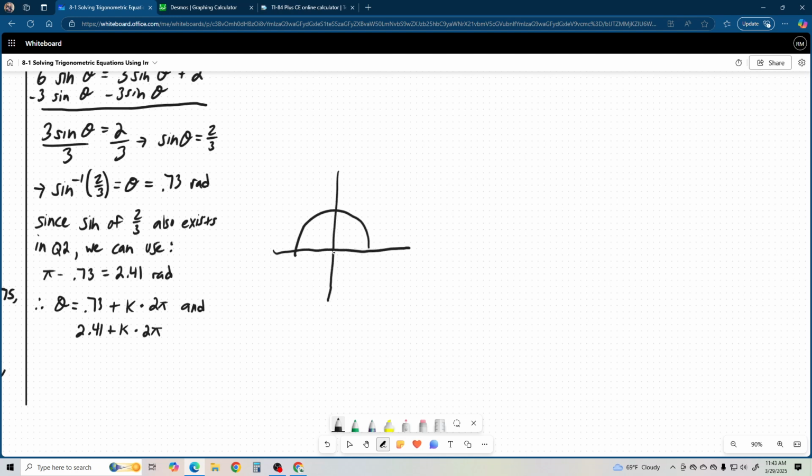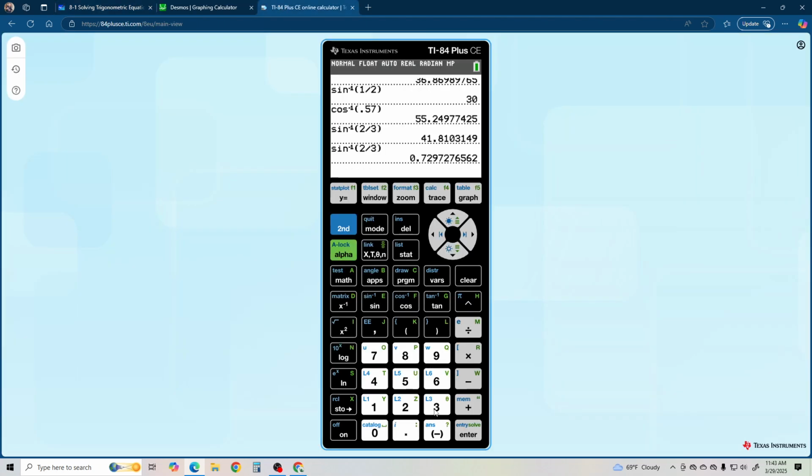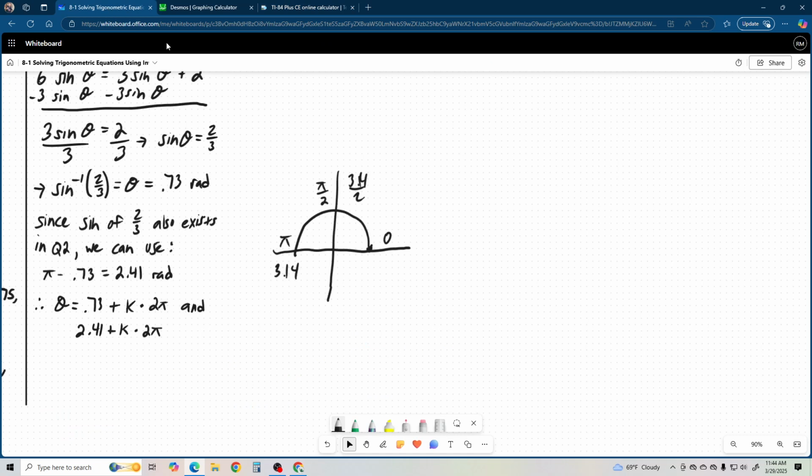But if we think of just the top quadrant, right? This is 0, this is pi over 2, and this is pi, right? These are numbers, right? This is 3.14, and this is 3.14 divided by 2, right? So you don't need to memorize these numbers, but you can figure out what they would be. So 3.14 divided by 2, just to get a general feel, is 1.57, right? So in other words, from 0 all the way to 1.57, this distance exists in quadrant 1, right? So we got 0.73 radians. 0.73 is going to be about half, right?